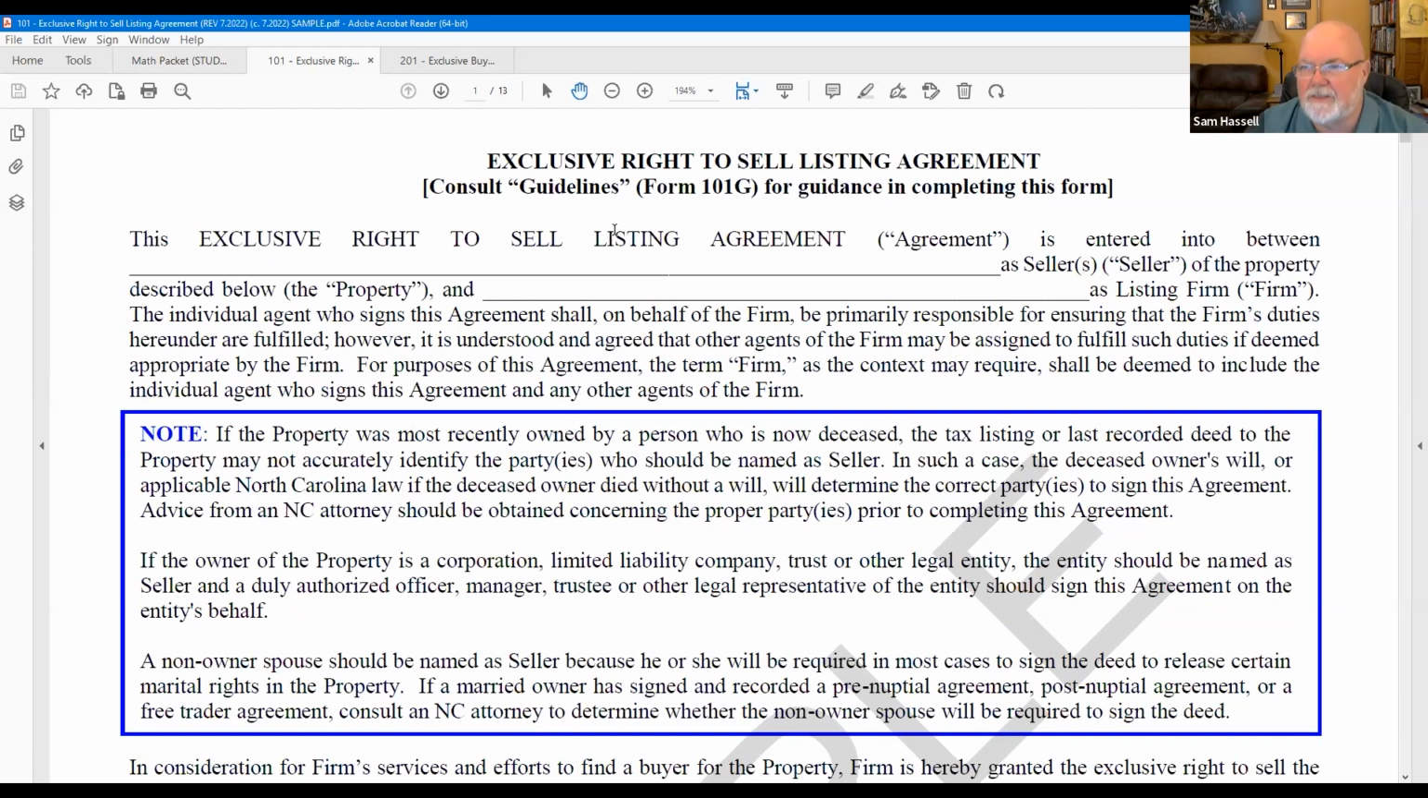I gave you copies of this. You should probably read it, okay? Understand what's in here. This is an exclusive right to sell listing agreement, Form 101.